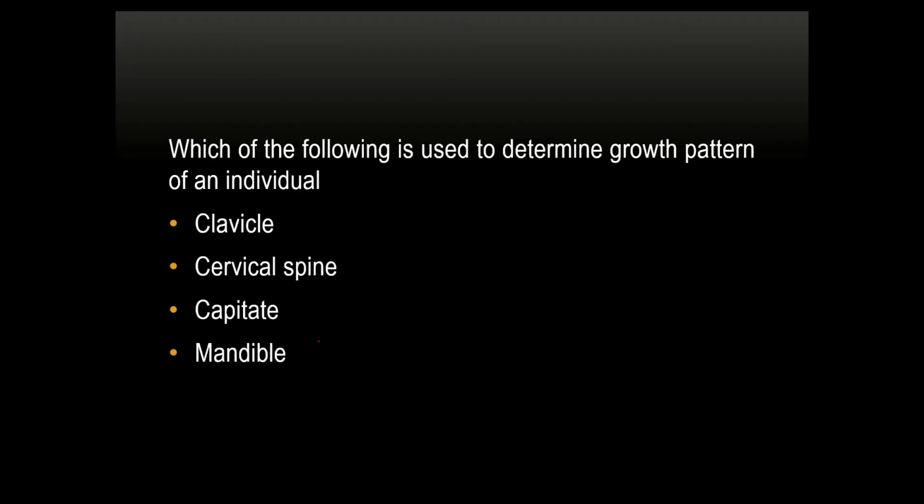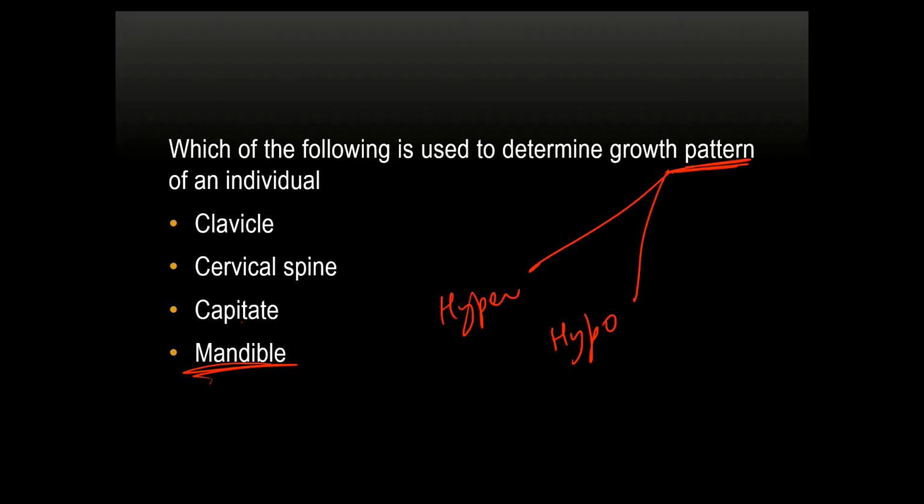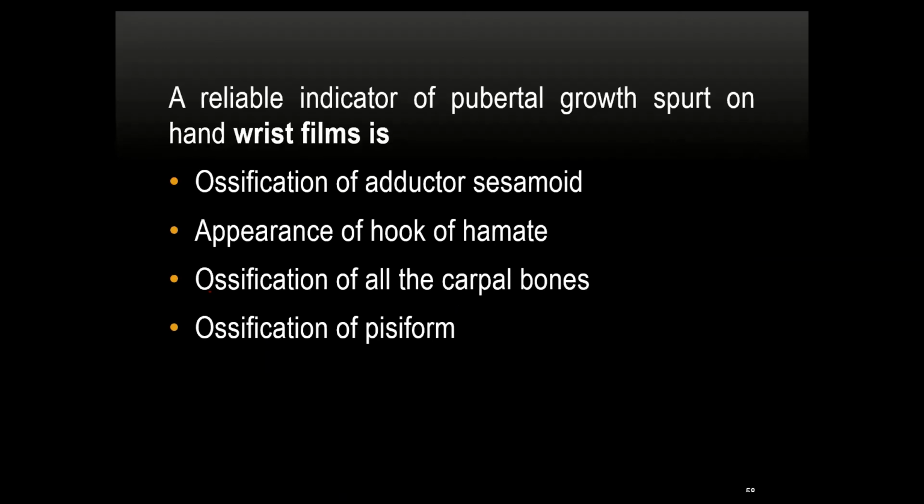Okay. Next, which of the following is used to determine growth pattern of an individual? Now, what are the growth patterns? It is hyperdivergent or hypodivergent. So the answer is mandible. In some books, clavicle and cervical spine are given, so it is not the correct answer.